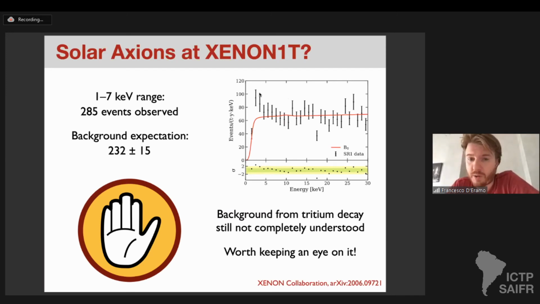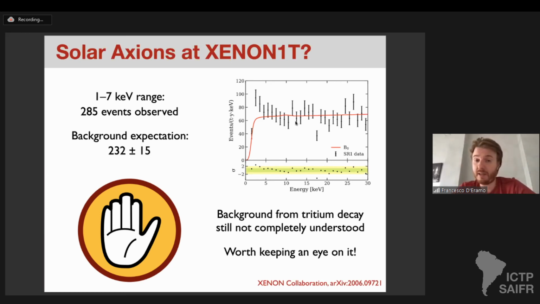So it's worth keeping an eye on it, but if you attempt to interpret this finding as evidence for new physics, one possible interpretation is that we are observing in xenon the axioelectric effect. And so actually the collaboration tried to interpret this data by adding on top of the background also a signal of axion coming from the sun, and that is the preferred interpretation from the statistical point of view.